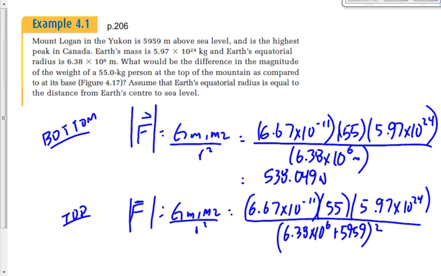6.67 times 10 to the minus 11, I should say, times 55 times 5.97 times 10 to the 24. Let's divide that by, let's do some brackets here, 6.38 times 10 to the 6 plus 5959. Square that. And we get 537.04.